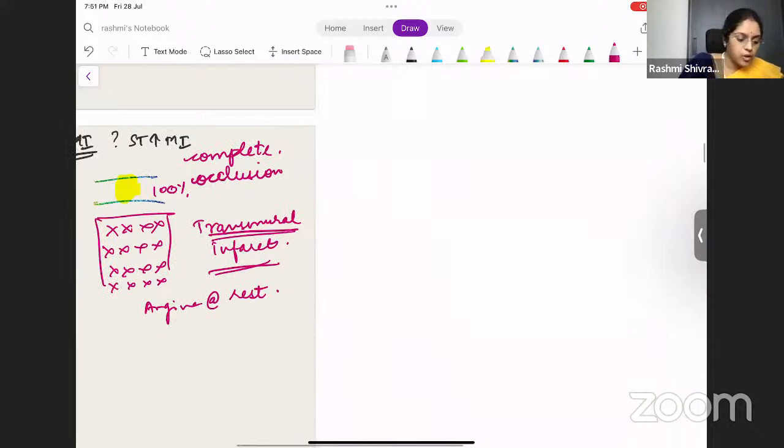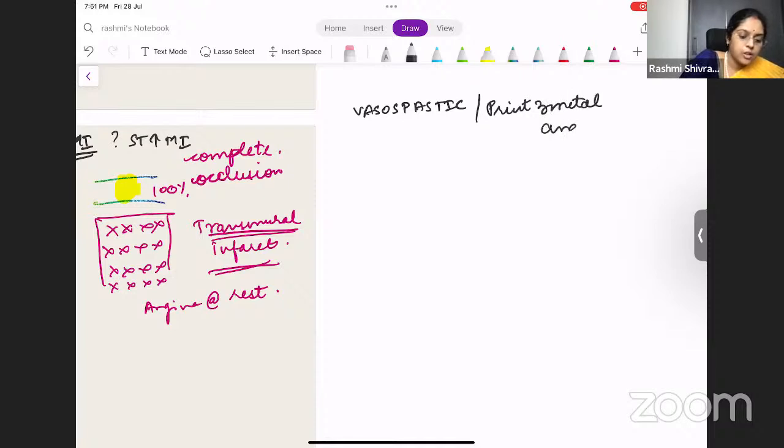So there is one more thing which we have to know, that is vasospastic or Prinzmetal angina. This is very commonly asked in your USMLE pattern type of questions. So you can expect this in your NEXT exam as well. So what is vasospastic or Prinzmetal angina? This is a very favorite question for the MCQ examiners.